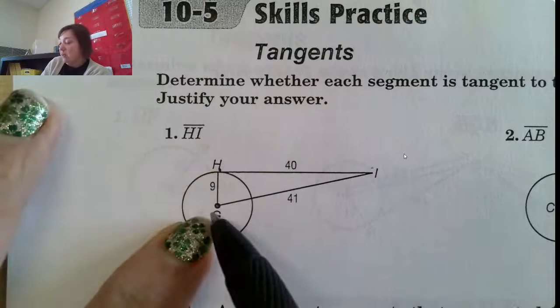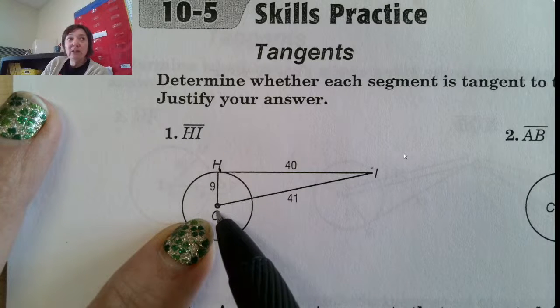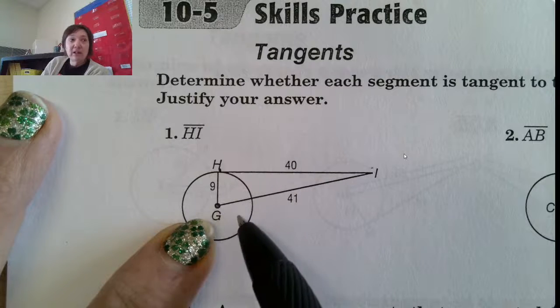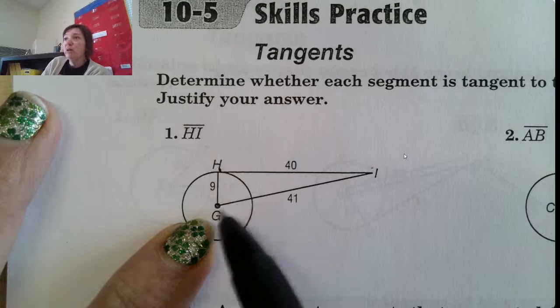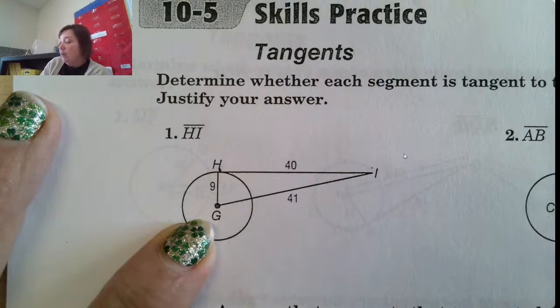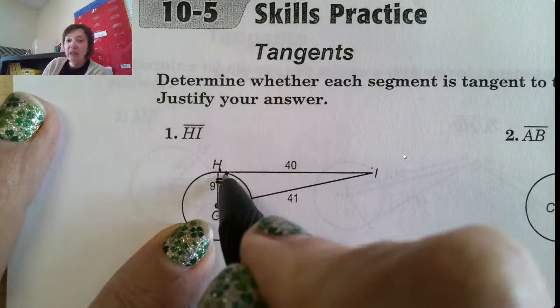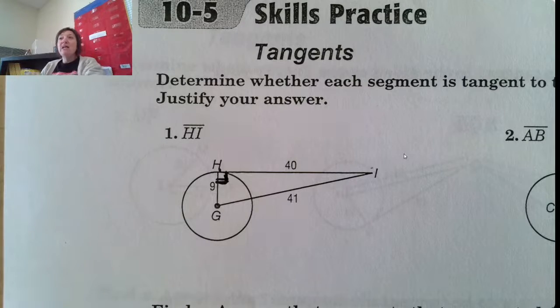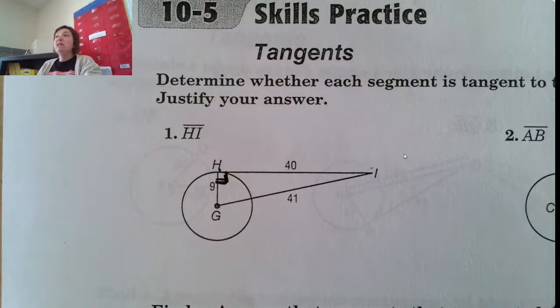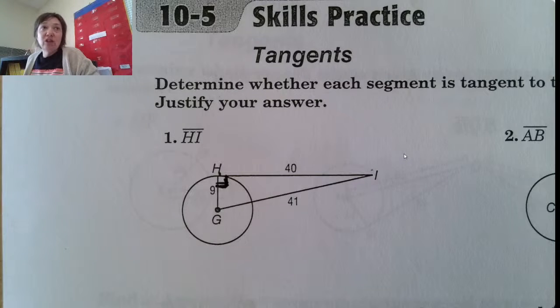Do y'all see this line right here? Not a tangent. Why is it not a tangent? It's on the inside of the circle. Tangents do not go inside the circle. They're just outside, okay? Now, for it to be a tangent, that has to be a 90-degree angle. It has to make a 90-degree angle with the radius for it to be a tangent. And if it doesn't make a 90-degree angle, it's not a tangent no matter what it looks like.